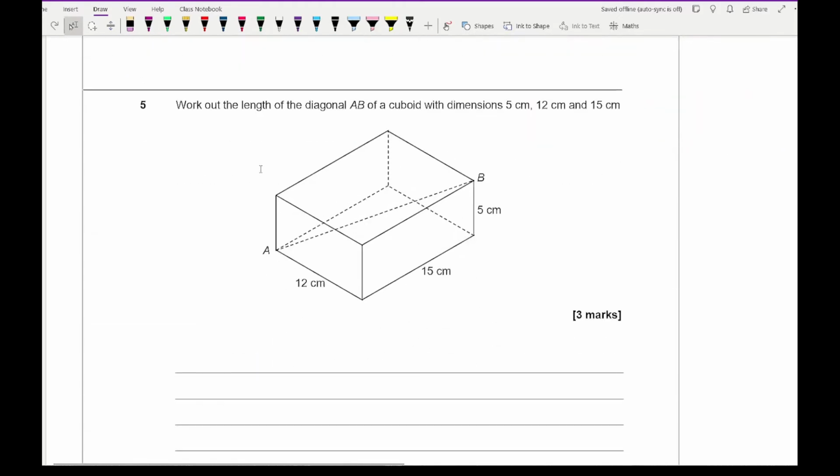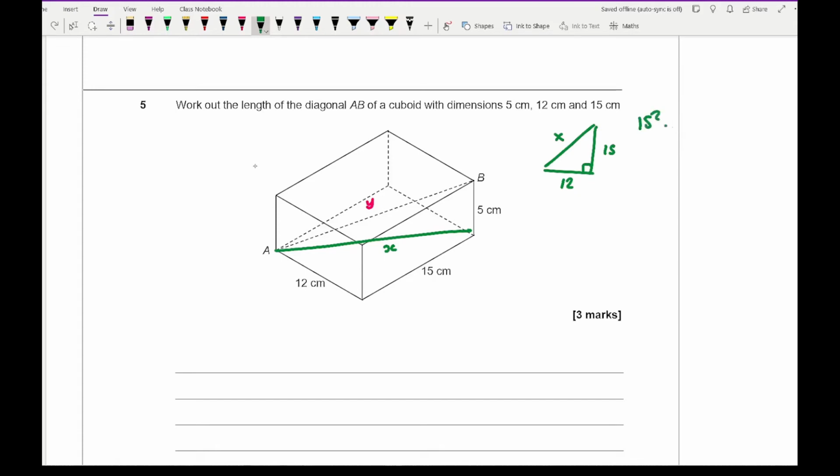So this involves a bit of 3D Pythagoras, I would say. It says work out the length of the diagonal AB of the cuboid with dimensions 5, 12 and 15. So for this, we need to do a bit of labeling. Let me call this length X, and this line that we're trying to find is Y. So the first thing we need to do is find out what X is. So if I take that triangle out, we've got X there.